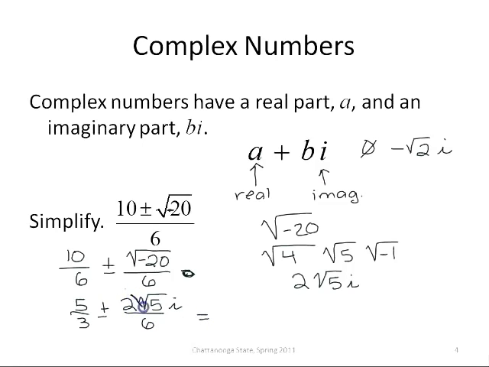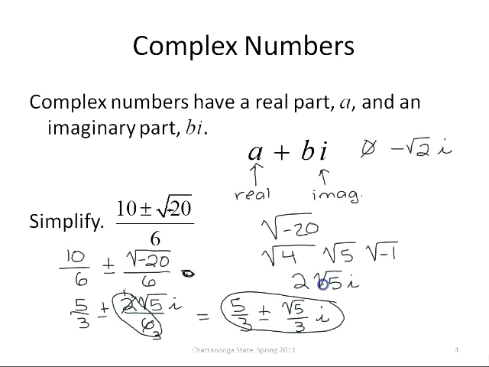Now this one I can also simplify. You see the 2 on the outside of the radical and the 6 in the denominator? I can reduce both of those by a factor of 2. So I end up with 5/3 plus or minus the square root of 5 over 3 i.